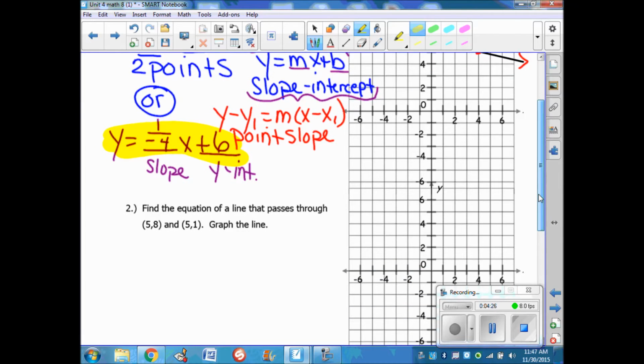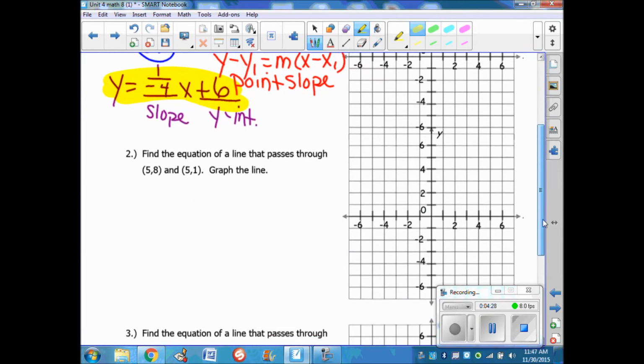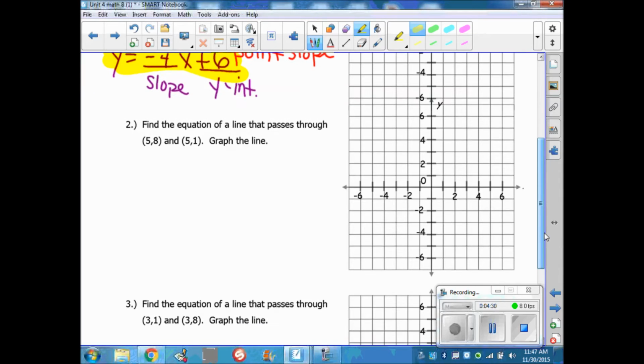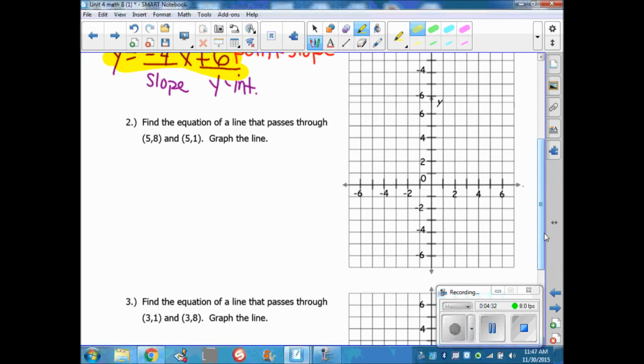All right, let's look at number 2. Now, these graphs are kind of sandwiched together here a little bit, so I'm going to separate these 2. There we go. Okay. So again, it says find the equation of a line that passes through 2 points, and then it says graph the line.